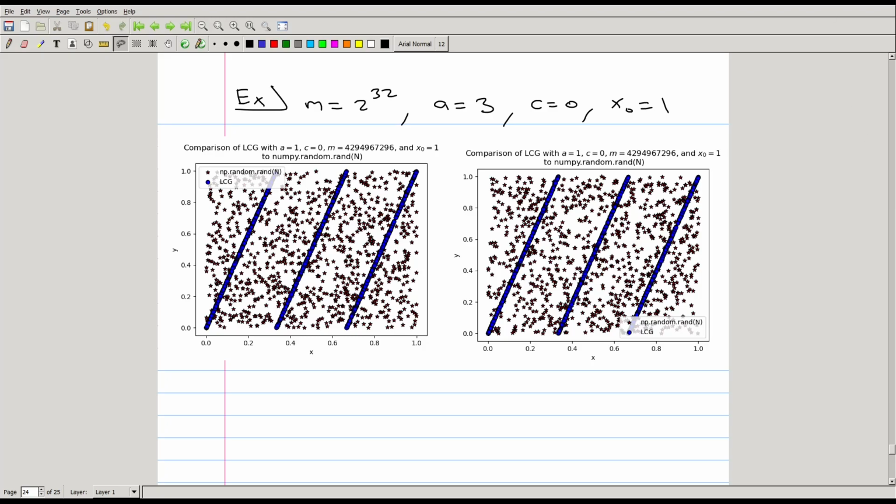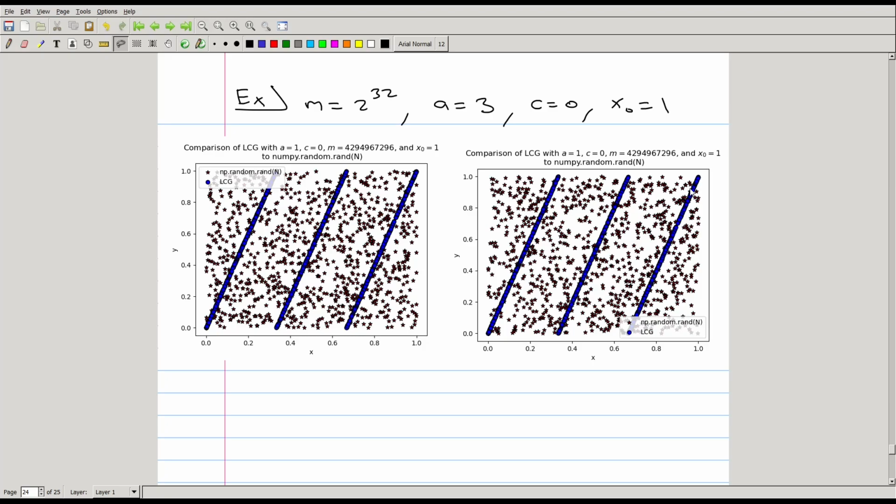And just as you may have suspected, this is also not a good result here, where the stars here are the random numbers or the random points generated by Python's NumPy's built-in random number generator, and again we're getting that this LCG is actually completely determined. Its values are completely determined by values lying along lines in this two-dimensional space.